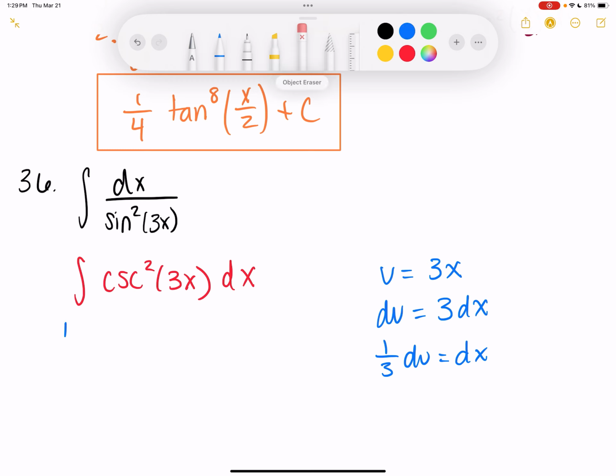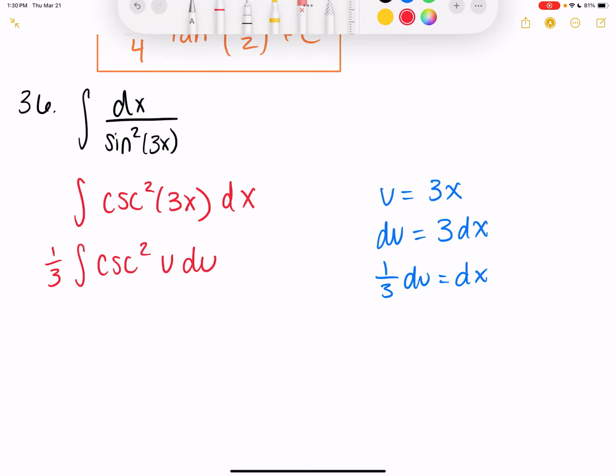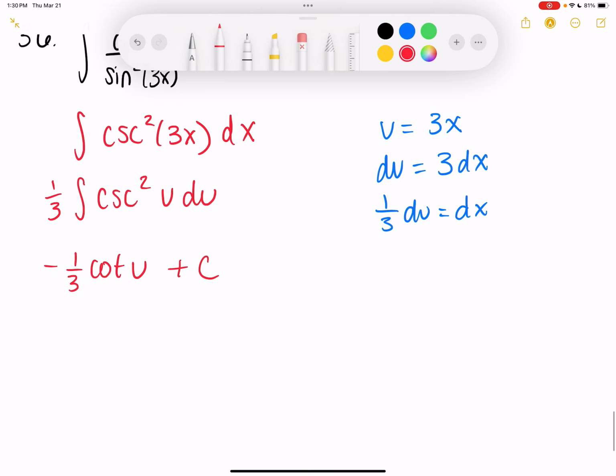So now 1/3 integral cosecant squared u du. The antiderivative of cosecant squared of u is negative cotangent, so negative 1/3 cotangent of u plus c. And then replace: negative 1/3 cotangent of 3x plus c.